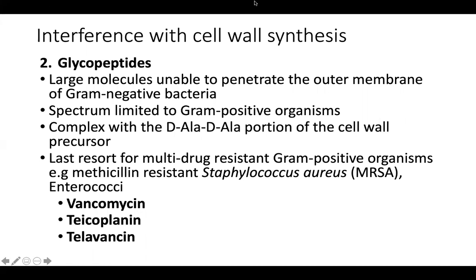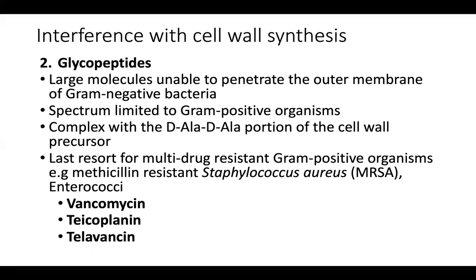Now, glycopeptides are large molecules, so large that they are unable to penetrate the outer membrane of gram-negative bacteria. Remember, we said that the outer membrane of gram-negative bacteria is not freely permeable. Molecules have to pass through the porins to get into the bacterial cell. And so the spectrum of activity for the glycopeptides is limited to gram-positive organisms. How do they act? They form a complex with the D-alanine portion of the cell wall precursor.